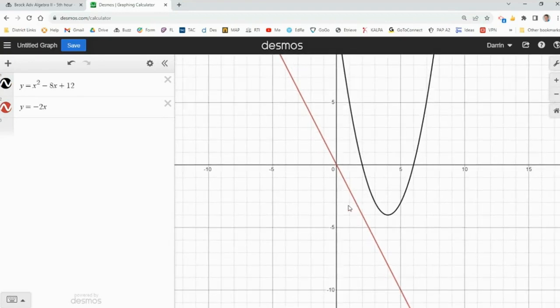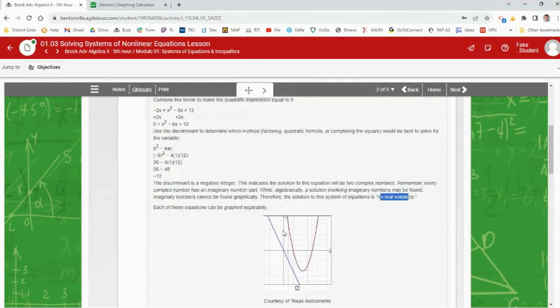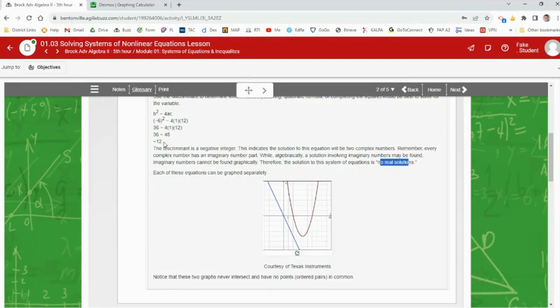The discriminant said there's no solution because it was a negative answer. But we verified it by graphing it as well. So we're kind of combining the 2 lessons, because remember the second lesson that we're looking at is graphing systems of nonlinear equations. So we're looking at the graph at the same time. So they show the same graph. There's no solution just because we checked the discriminant.